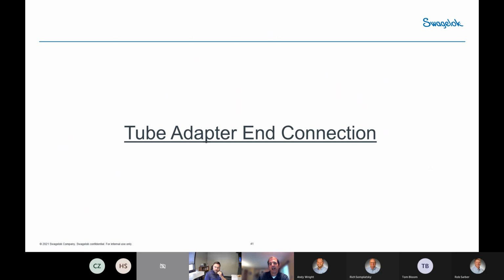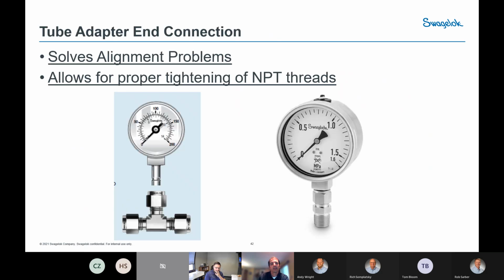Wanted to mention briefly a tube adapter end connection. This is something that's kind of unique. You may not have seen it before. So if you've ever used Swagelok fittings that have a tube adapter end, we apply those to gauges here also, and there may be other gauges out there that use them as well. But the benefit of these is that they solve alignment problems, which are a pretty big problem with gauges. Most gauges have an NPT connection like you see here. And when you install those gauges, you turn those NPT threads, and when you've tightened them properly, the gauge is almost never facing the right direction.